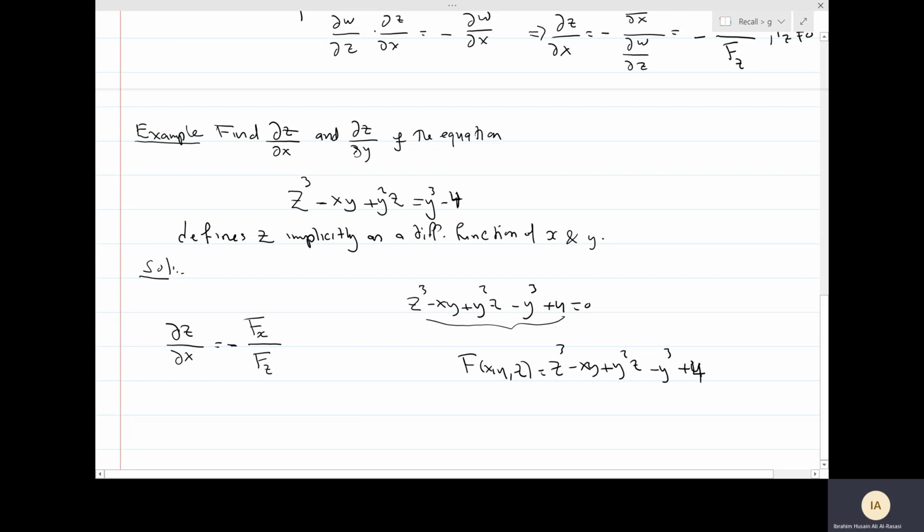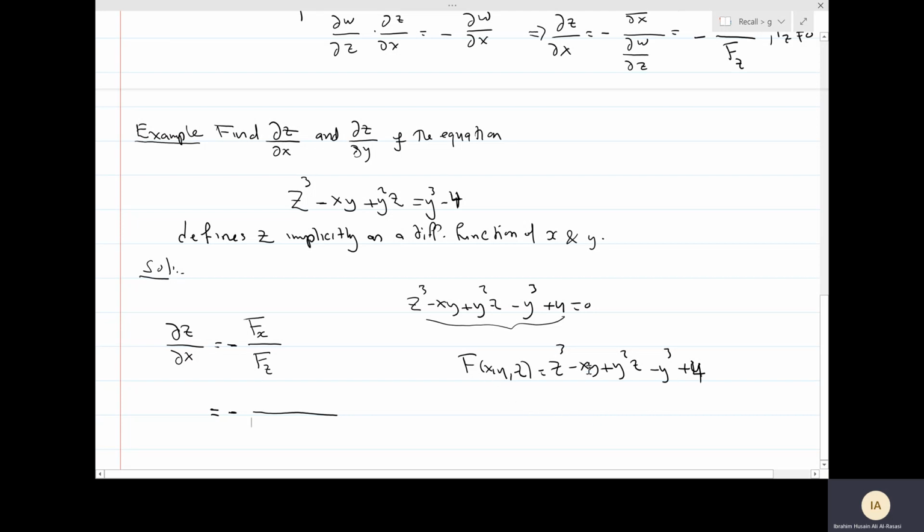Now I can apply the formula here. So this equals minus, negative here. Okay. What is f sub x? What is the derivative of f with respect to x? So now we are doing just natural differentiation, partial differentiation. So f sub x, I look at z and y as constants and differentiate with respect to x.